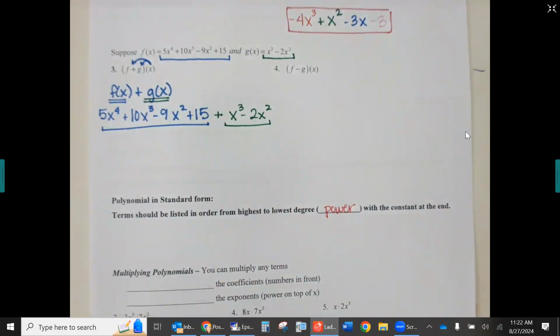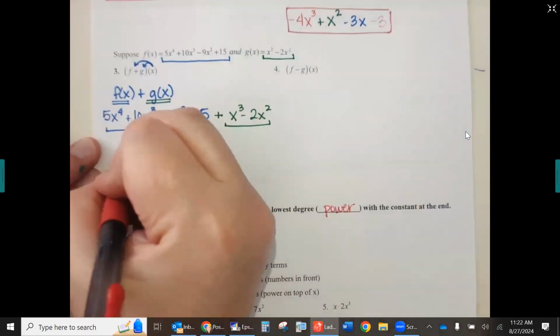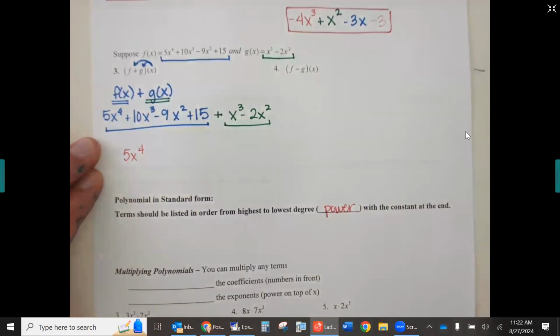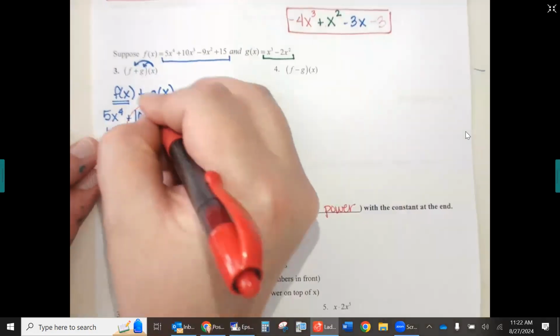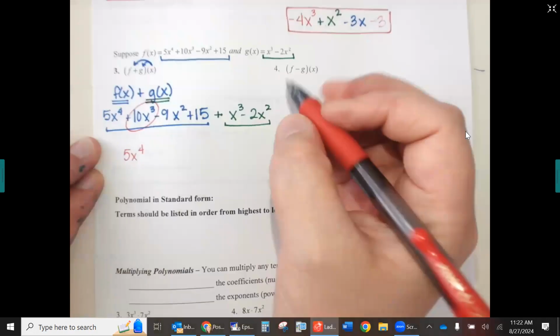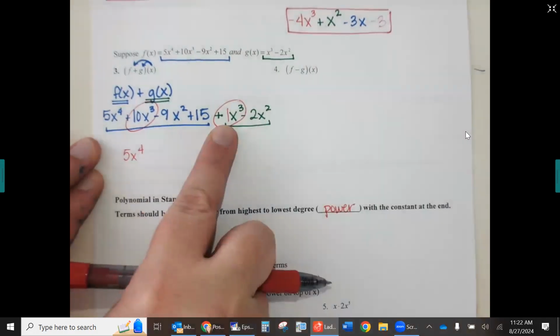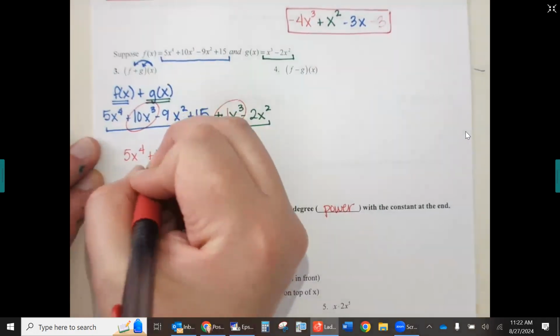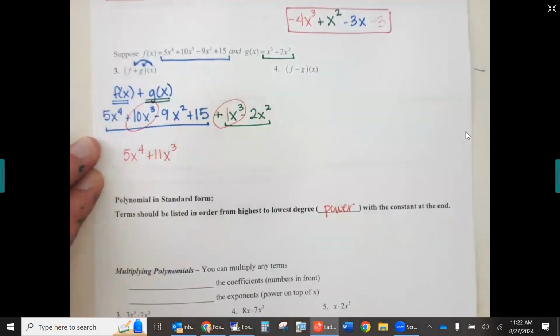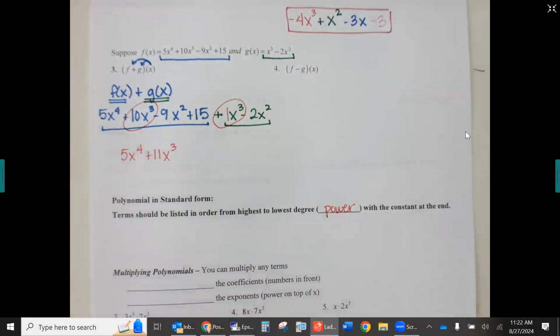Okay? So, do I have another x^4 to go with the first 5x^4? No, keep it the same. That one's alone. Do I have another x^3 to go with the 10x^3? How many? That's a 1x^3, and 10 plus 1 more makes 11x^3. Okay, next term, I have a minus 9x^2 and a minus 2x^2.